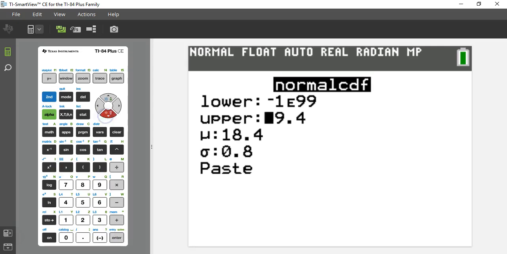What's our highest we want to be then? 500. Perfect. What is our mean? 519. And what is our standard? 50. There you go. You could have also used the z-score that you found in here. Your upper would have been the negative 0.38, and then you would have done the normal information right here. So your mean would have been 0, and your standard deviation would have been 1.